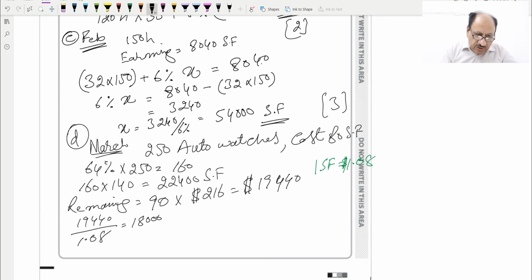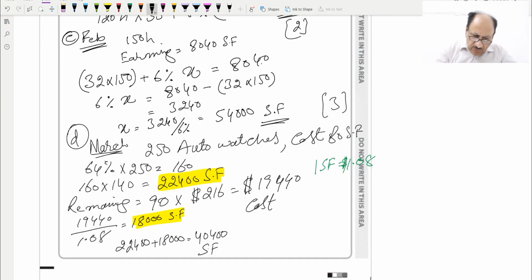And this is Swiss francs, plus this amount which they found. This one they have already sold for 160 watches. So this plus this we will be doing, and we will be getting a total of what? 22400 plus 18000 will result in 40400 Swiss francs.